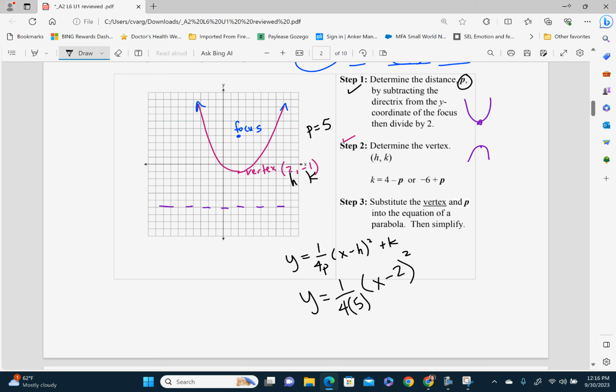That's always going to be squared. And then we're going to do plus k. And our k here is a negative 1, right? So positive times negative is a negative. So we put a negative 1 there.